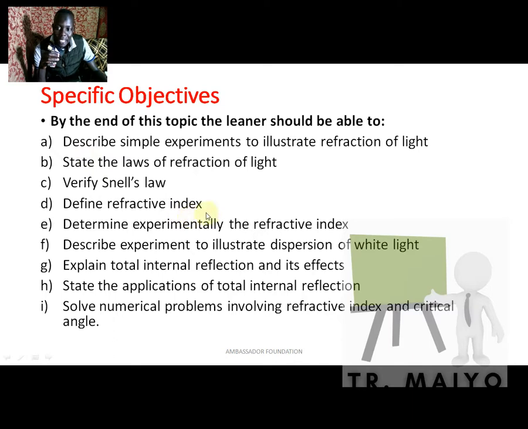Define refractive index. Determine experimentally the refractive index of a substance. Describe an experiment to illustrate the dispersion of white light. Explain total internal reflection and its effects. State the applications of total internal reflection. Solve numerical problems involving refractive index and critical angle.